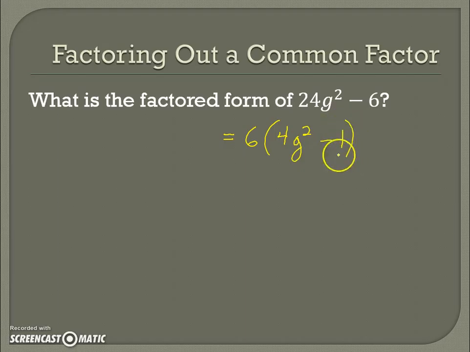1 is the number that students oftentimes don't recognize as a perfect square. It is a perfect square, so don't forget that. Here I have a difference of squares, so that means it's going to be 6 times the square root of this, 2g plus 1, the square root of that, and then over here, 2g minus 1. That is the factored form of this right here. All right, so make sure that you are recognizing 1 as a perfect square.